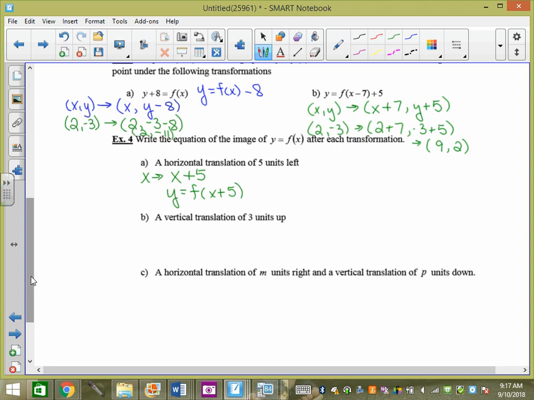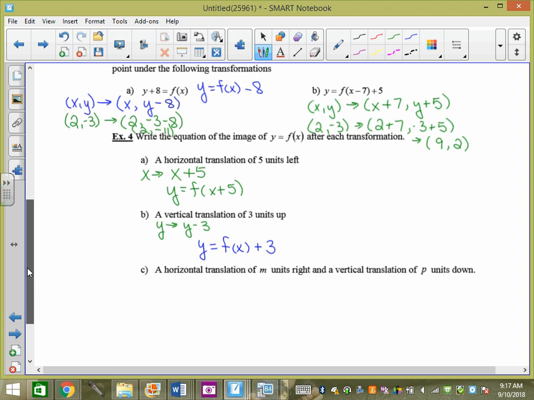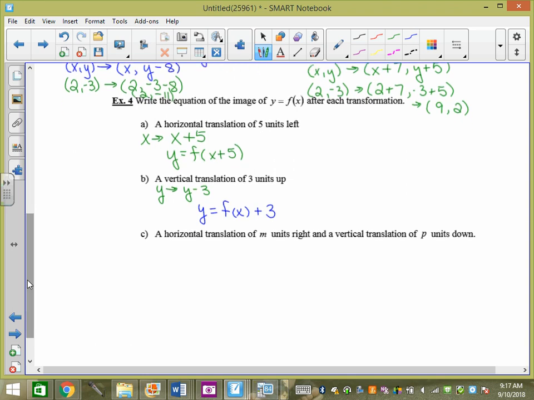Vertical translation 3 up. My y would actually be replaced with y minus 3 so that I could move it over and it would be a plus 3, right? So replacement notation is always the opposite if they did have to ask you for a replacement notation. So we're going to get y equals f of x plus 3. Okay? Putting the plus 3 on that side is absolutely fine, but there's going to be a catch when we add stretches and reflections. Just keep that in mind.